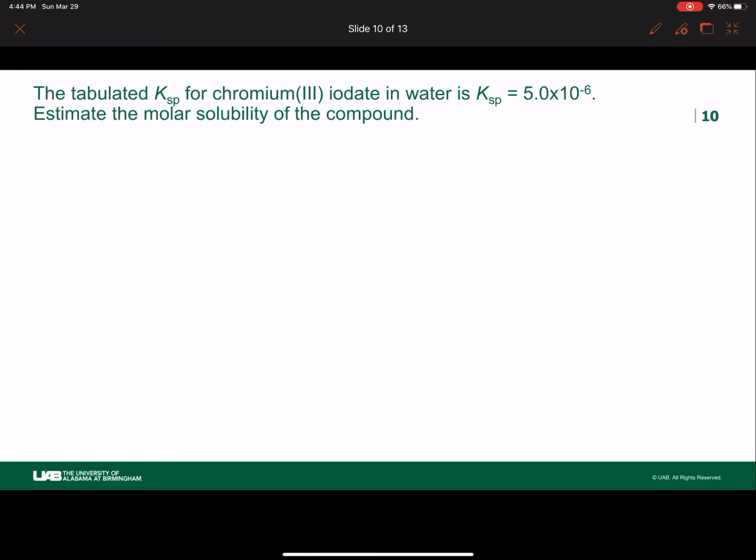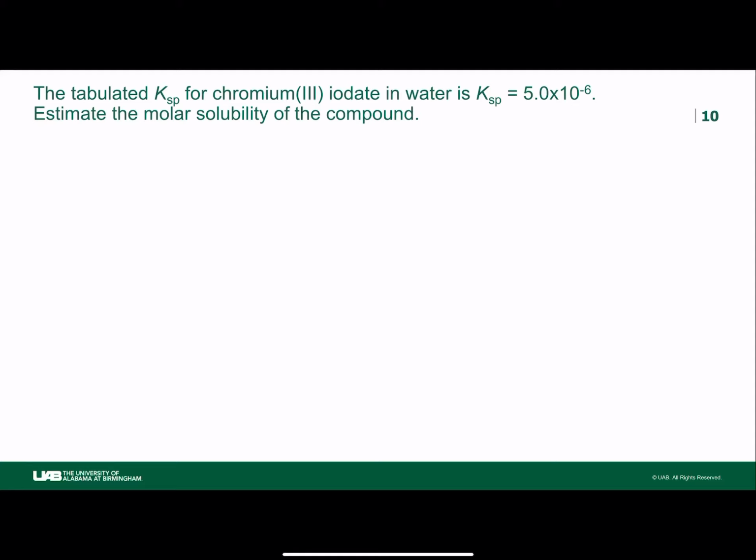All right, so this one gives us a value for KSP for chromium iodate, and it wants to know what the molar solubility of the compound is. So this molar implies that I probably need something that's in terms of moles per liter, which looks a lot like a concentration. So I bet if I solved for the concentrations inside of the KSP value, that I would have the correct answer. So let's go ahead and write the equilibrium equation for this.